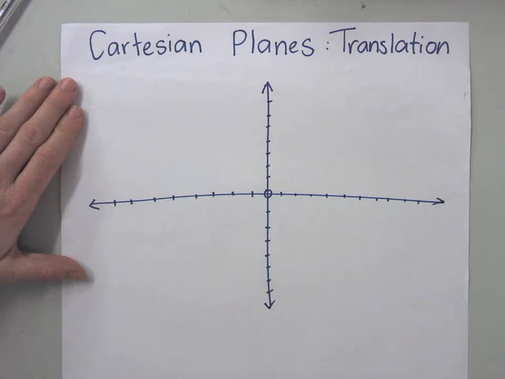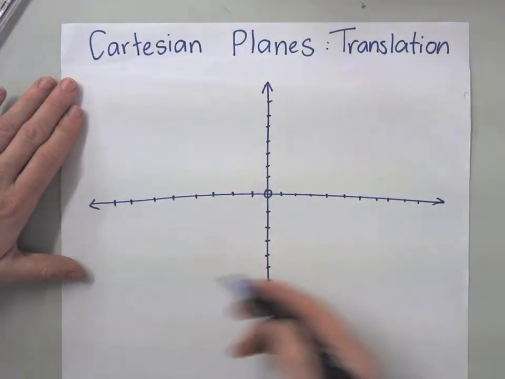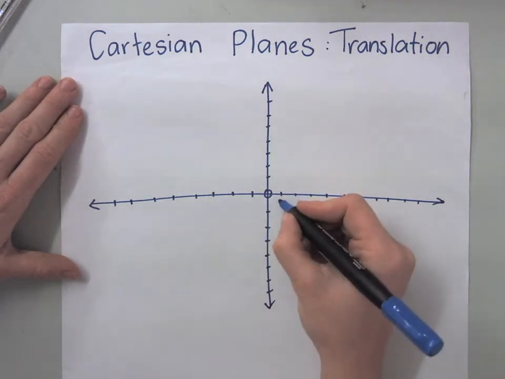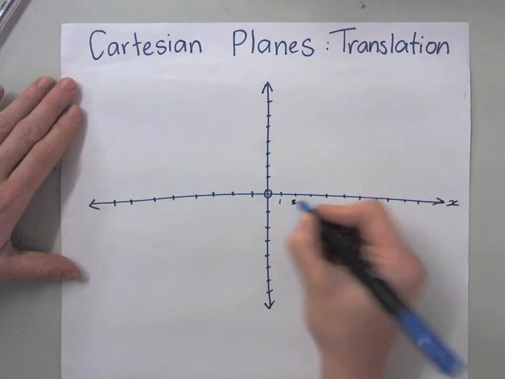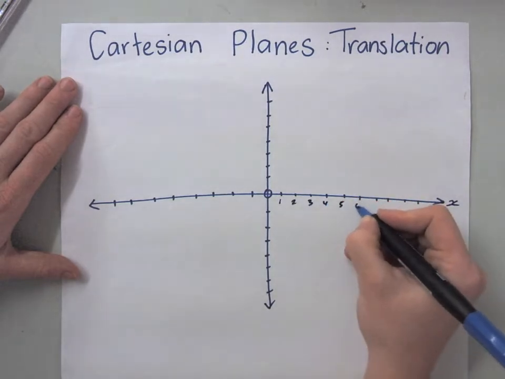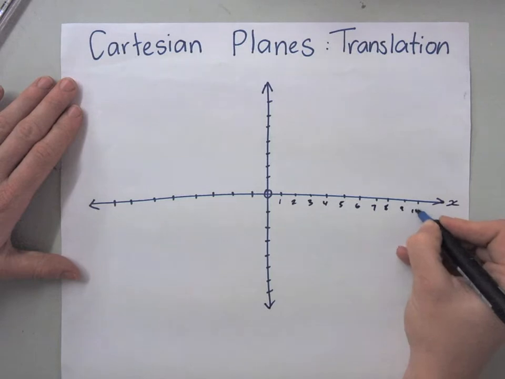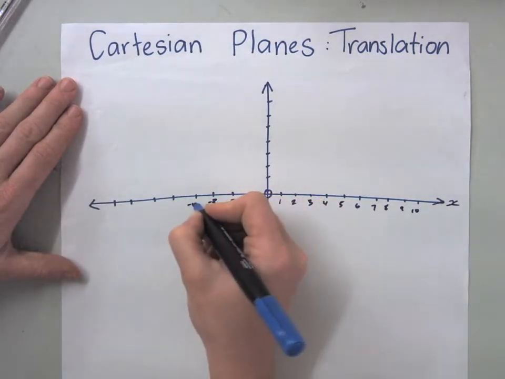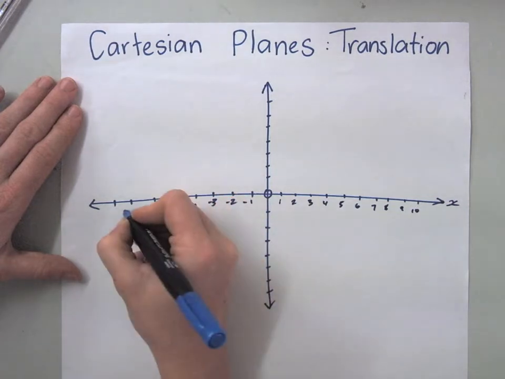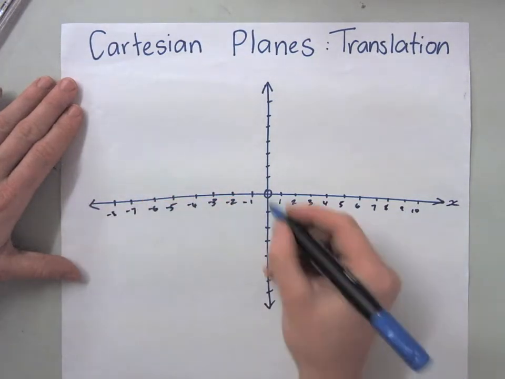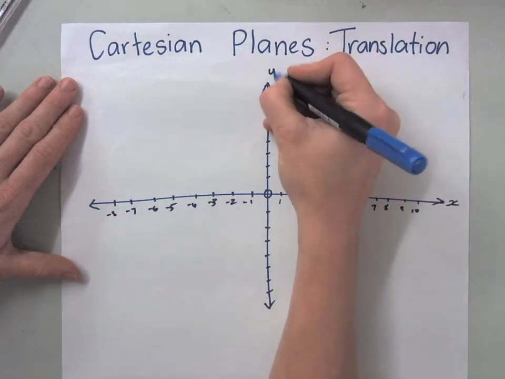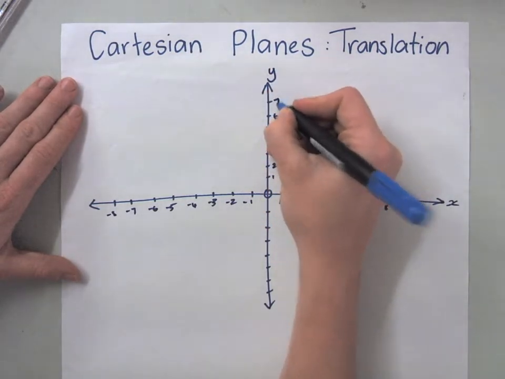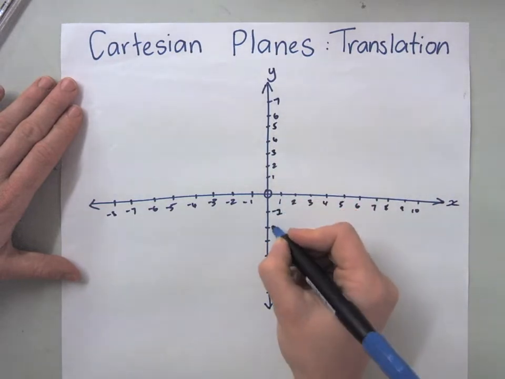Okay, so this is translation of shapes. We have our Cartesian plane and our origin is 0. Then we have our positive x-axis 1, 2, 3, 4, 5, 6, 7, 8, 9, 10. Negative x-axis, negative 1, negative 2, negative 3, negative 4, negative 5, negative 6, negative 7, negative 8, and that can go further. And then we have our positive y-axis, 1, 2, 3, 4, 5, 6, 7, and then our negative y-axis.